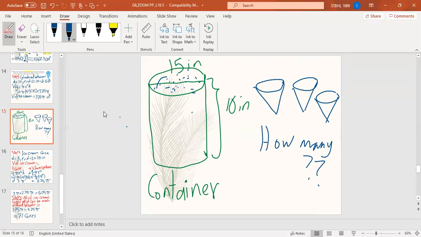So we need to find the volume of all of the ice cream inside the container, and when we find that volume, we will divide it into small ice cream cones. Okay, now let's go to the steps.